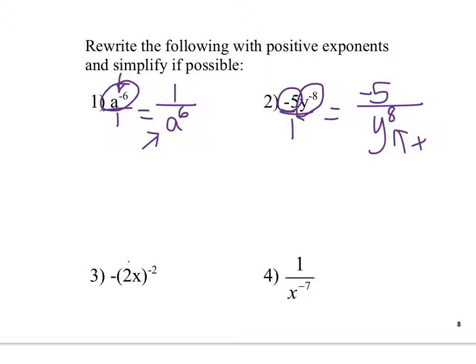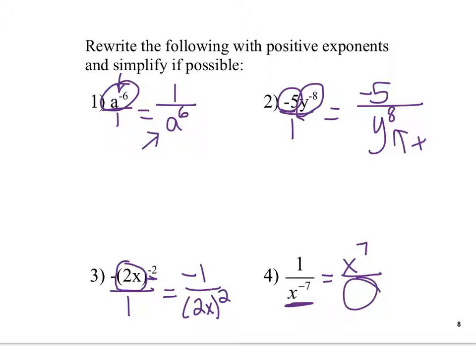So here, this whole mess, not the negative, is being raised to the negative 2 power. So when I make this a fraction, the negative stays up here, though we know that's kind of inconsequential. The 2x moves down, and the exponent is now positive. Same deal here. This is already a fraction, but that x to the negative 7th is in the wrong place. It's in the bottom here. So let's move it to the top. I don't need the 1 down here, because x to the 7th is the same as x to the 7th over 1.